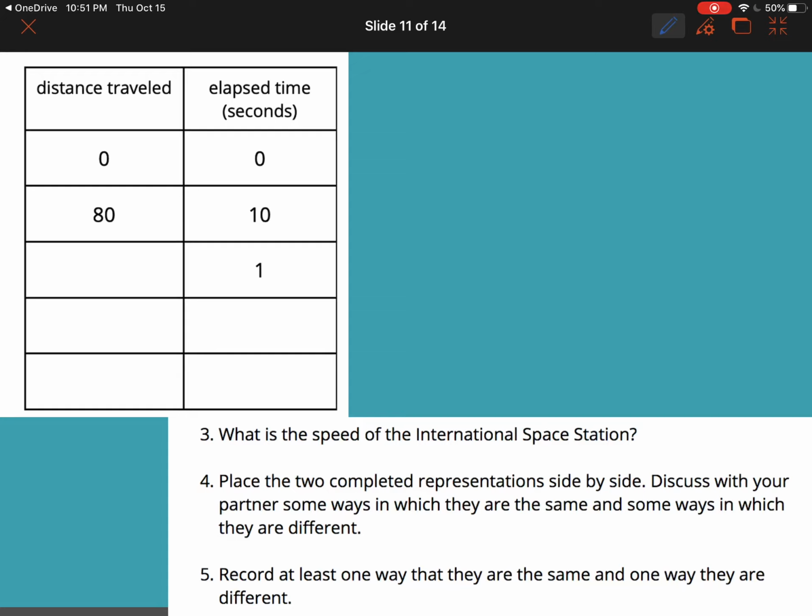So let's look at this as a table. So our distance traveled, we start out as 0, elapsed time. We know that we're going 8 kilometers per second. Here we have 80 to 10, our distance to time. Distance over time, 80 to 10. So what are some other representations we can put here? You have 40 for the distance traveled. I might put 7 here.